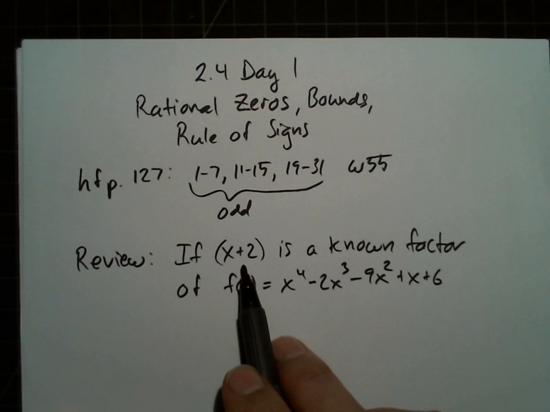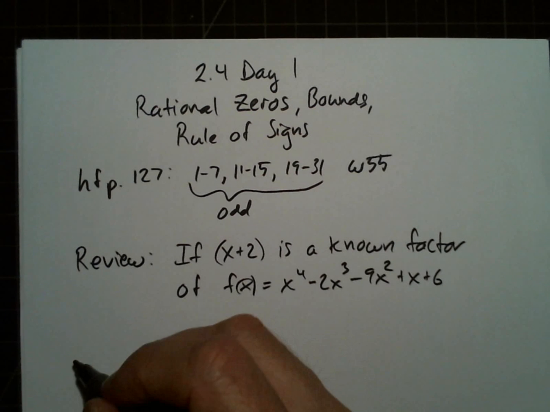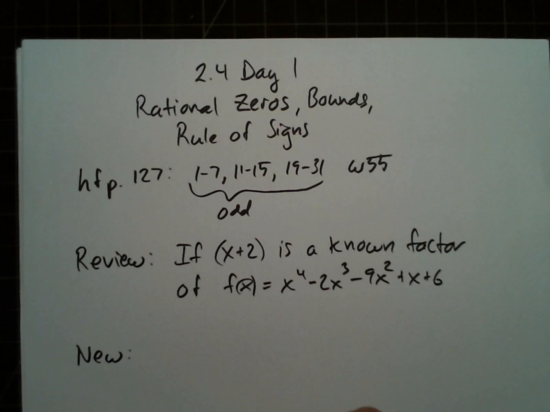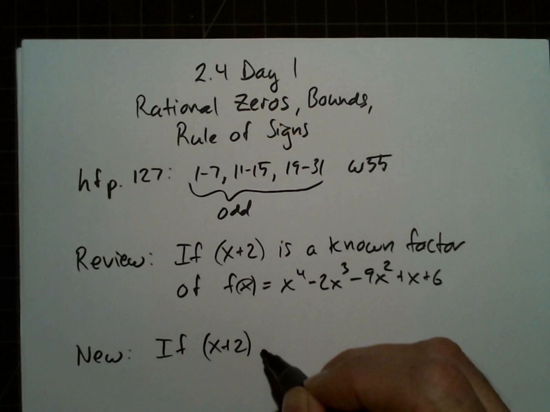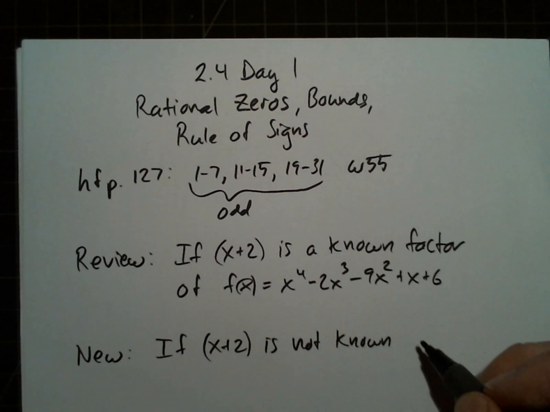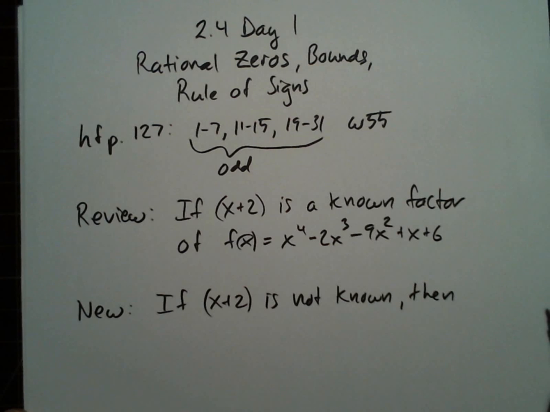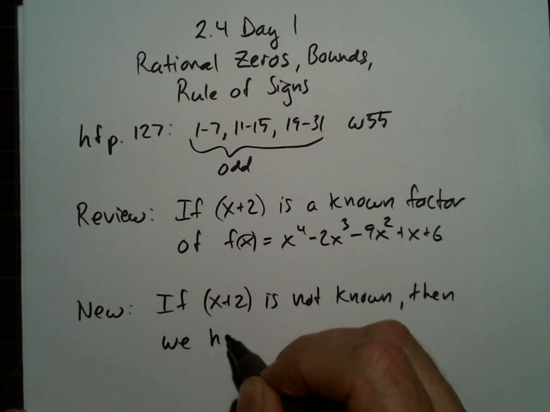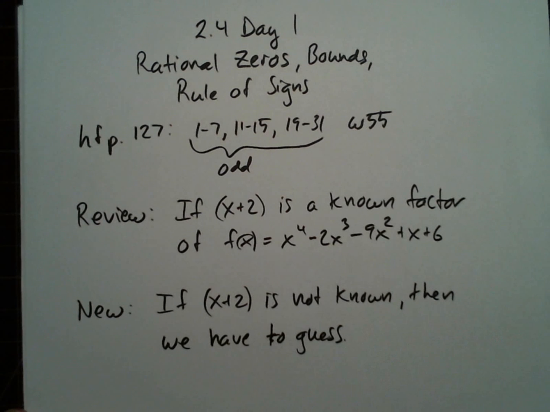If we know that it's a factor of the polynomial, then we could do synthetic division to find the other factors. If we don't know a factor, then we have to guess and check by doing synthetic division.